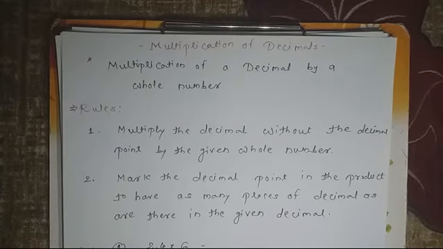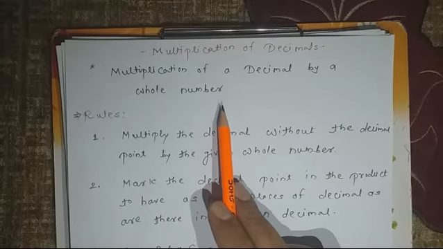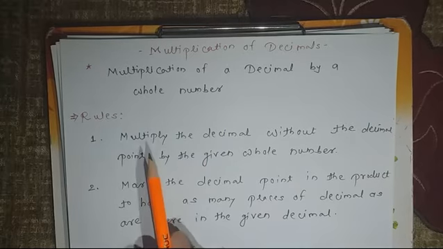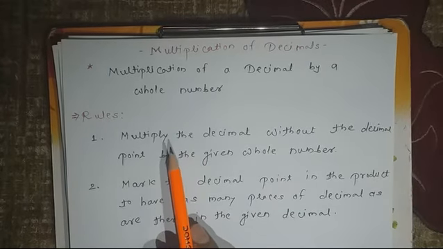In this video, we are going to learn multiplication of decimals. In a previous video, we learnt the first situation, that is multiplication of decimals by numbers like 10, 100, 1000, etc. Now in this video, we are going to learn the second situation, that is multiplication of a decimal by a whole number. See here, suppose we are multiplying a decimal number with a whole number, then we have to follow certain rules. What are those rules?